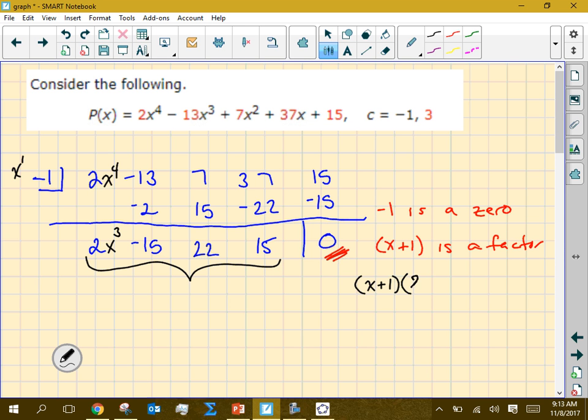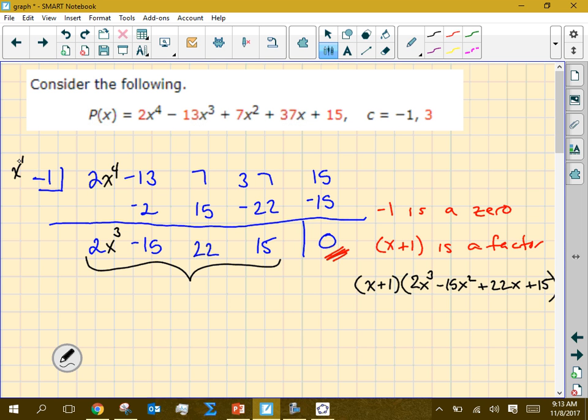I always want to figure that out so that I can rewrite this as 2x cubed minus 15x squared plus 22x plus 15. So that is what P of x now looks like after we figured out that -1 is a 0 and x plus 1 is a factor. That makes sense, everybody? You multiply that out. The next part of the question says, see if 3 is a 0.